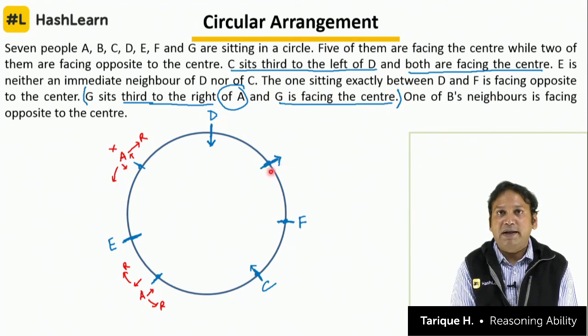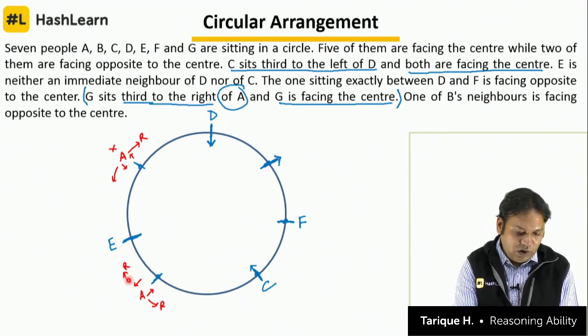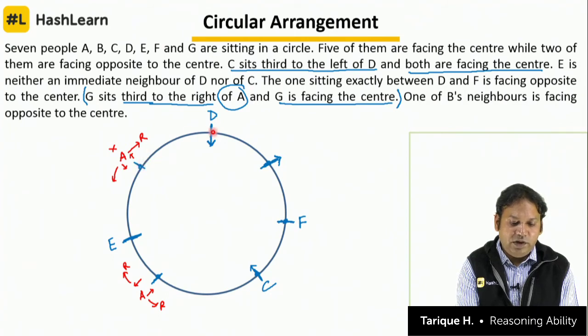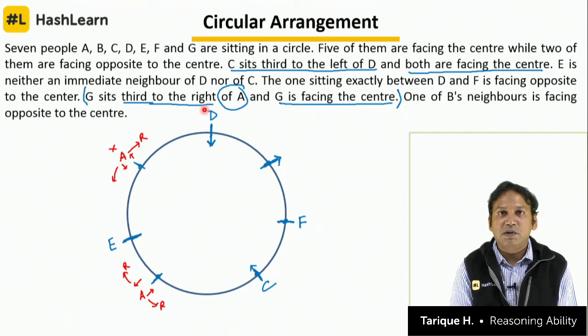That means going anti-clockwise will not work. Let us check in the clockwise direction. That is when A is facing away from the center. So first to the right, second to the right and third to the right. This is already occupied by D. Both ways not possible. So what does it mean?